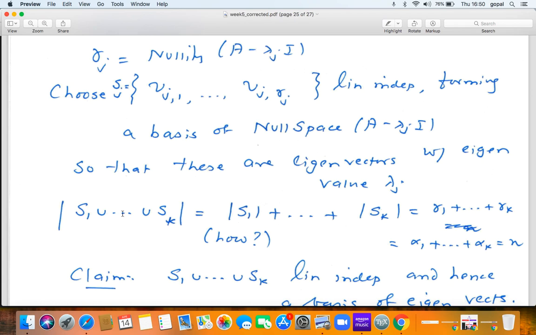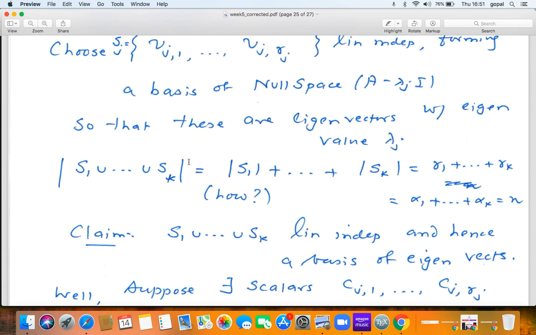And so the cardinality of S1 union S2 union Sk is the sum of the cardinalities. This sum of the cardinalities is gamma 1 plus gamma 2 plus gamma k. But gamma 1 plus gamma 2 plus gamma k is the same as alpha 1 plus alpha 2 plus alpha k, because the geometric and algebraic multiplicities match. And the sum of the algebraic multiplicities is always n. And so the cardinality of S1 union Sk is exactly the dimension.